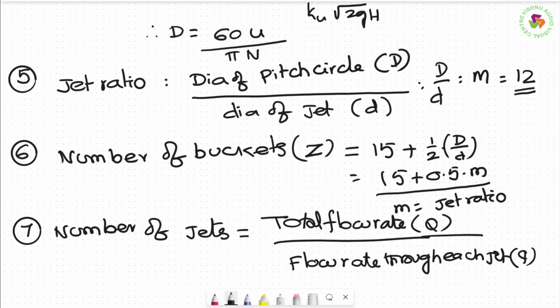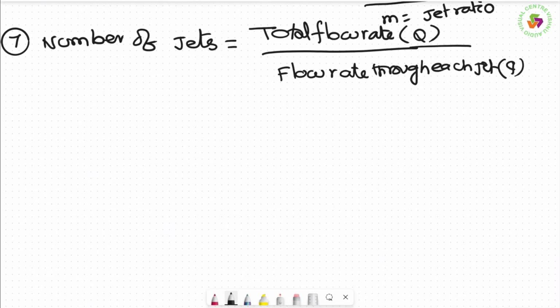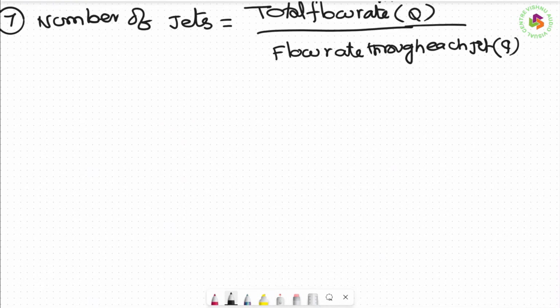Then the pitch circle diameter you can obtain by using the equation U is equal to pi DN by 60, and then get the diameter. Then jet ratio is equal to capital D by small d, the pitch circle diameter divided by the diameter of jet. That will generally be 12. And then the number of buckets is equal to 15 plus half of D by d, the jet ratio. Then the number of jets is equal to total discharge divided by discharge through each jet. That is how we will get it.